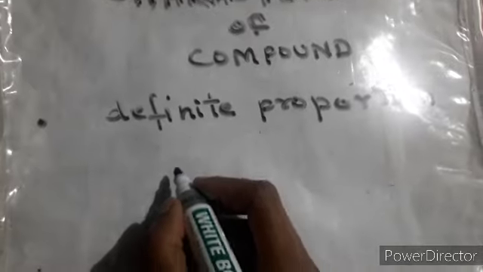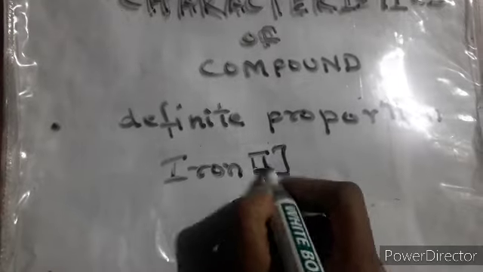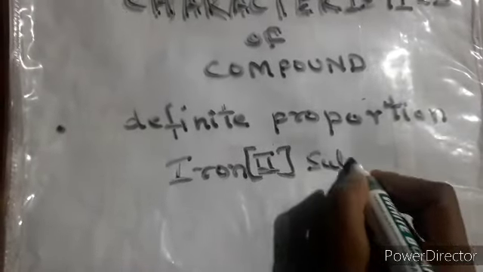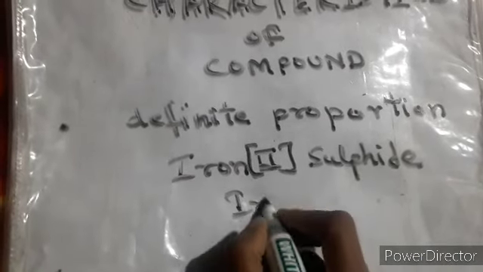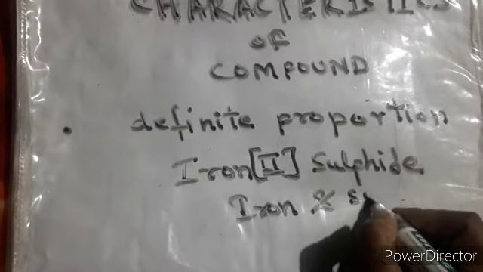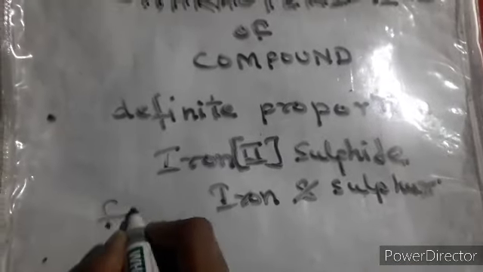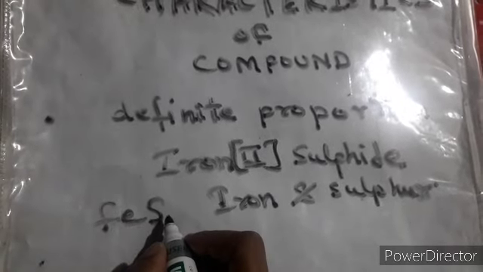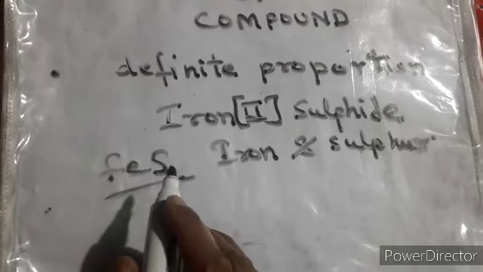If I consider an example, say I am taking iron sulfide. There are two particular elements over here. One is iron and the other is sulfur, right? So these two elements combine together in a definite way. There is a proper proportion over here. If you see the formula, one atom of Fe is combining with one atom of sulfur. They are combining in a fixed proportion, and we have written the formula also.